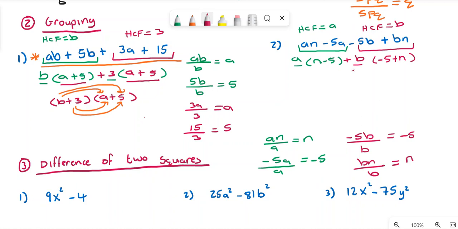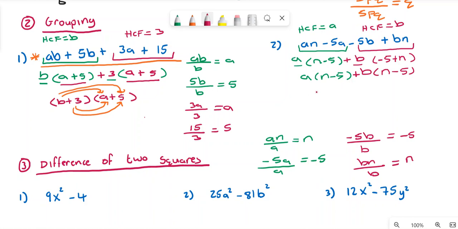So now we can see that we have these highest common factors. Now this is minus 5 plus n, but this is also the same as n minus 5. So you can easily just rearrange it like that. So let me just bring this down here, and then we have this one here, which is a times n minus 5. And let's put the plus in here as well.